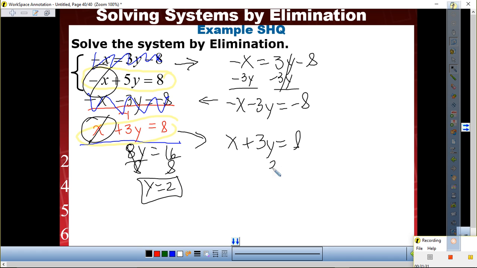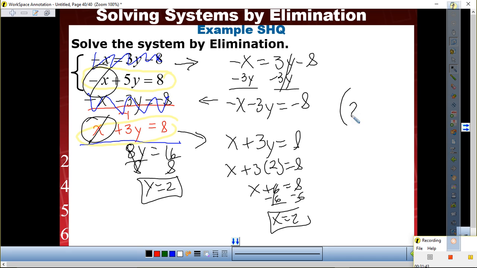Instead of y, I'm going to write 2. x plus 3 times 2 equals 8. x plus 6 equals 8, minus 6. x equals 2. Solution, (2, 2). Have you got that? Okay, good.